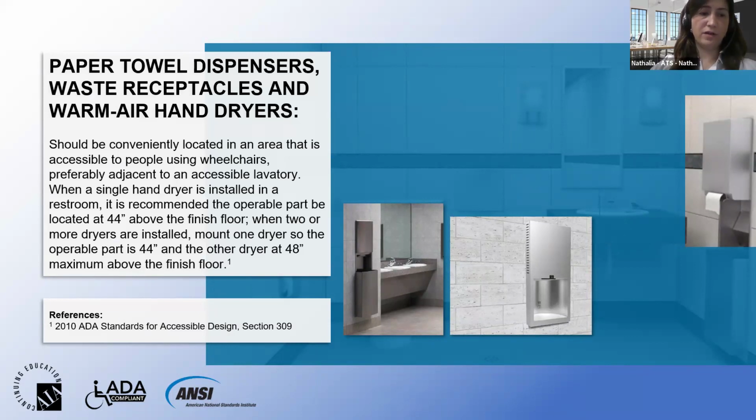When you have a single hand dryer installed, it is recommended that the operable part be located at no more than 44 inches above the finished floor. And when you have 2 or more hand dryers, you can have only one mounted at 44 inches high from the finished floor, and the others can be at 48 inches above the finished floor.